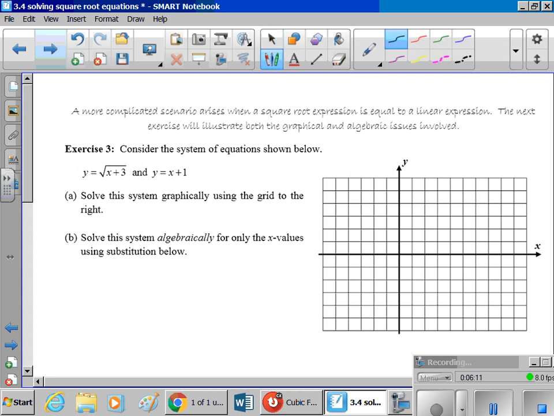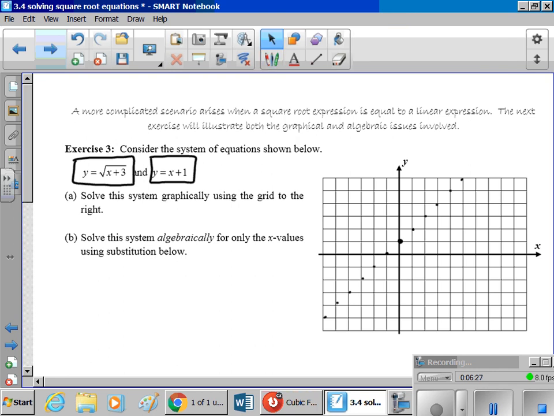So the first one is a square root equation, and the second one is a linear function. So positive 1, I'm going to do linear first. Start at 1, up 1 over 1. Draw the line.